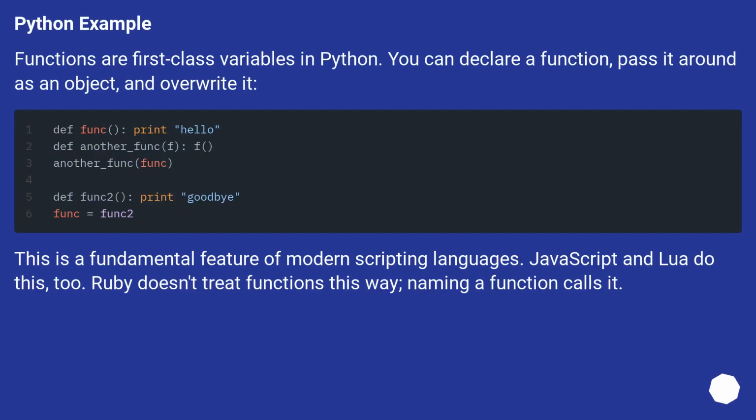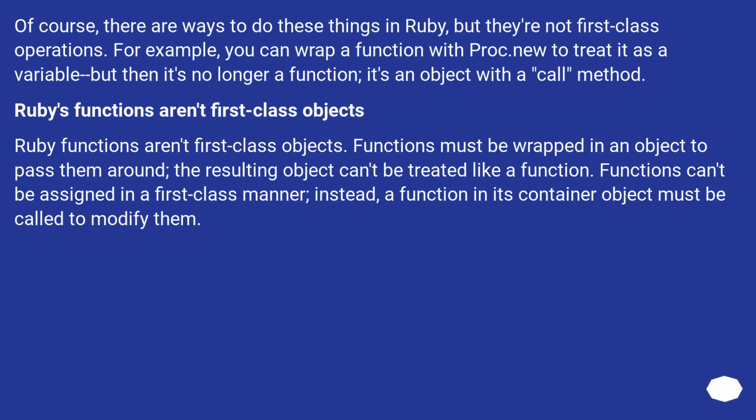Python example. Functions are first-class variables in Python. You can declare a function, pass it around as an object, and override it. This is a fundamental feature of modern scripting languages. JavaScript and Lua do this, too. Ruby doesn't treat functions this way, naming a function calls it. Of course, there are ways to do these things in Ruby, but they're not first-class operations.